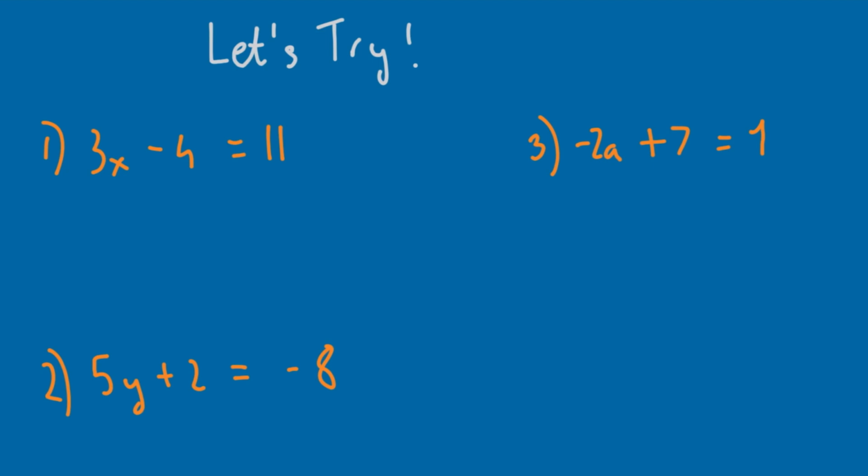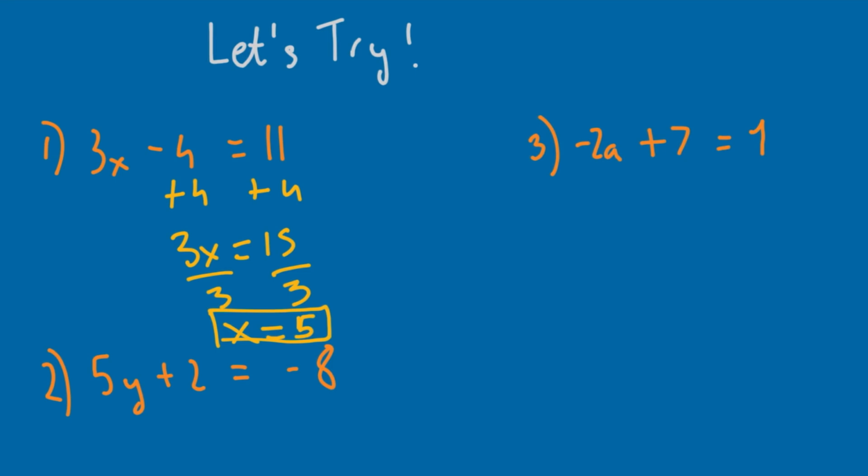Okay, so first we have 3x minus 4 is equal to 11. We have to isolate the variable last. So we have to add 4 because it says subtracting 4. We take the inverse and then we add 4 here. 3x is equal to 15, divided by 3. X is equal to 5.